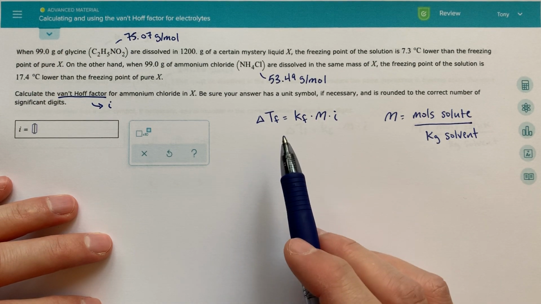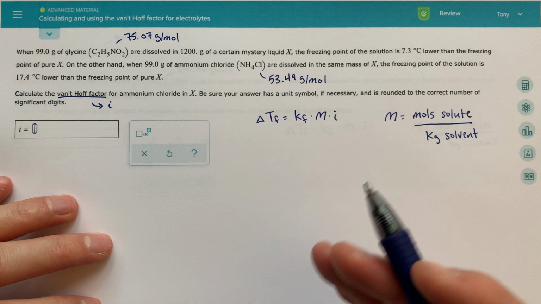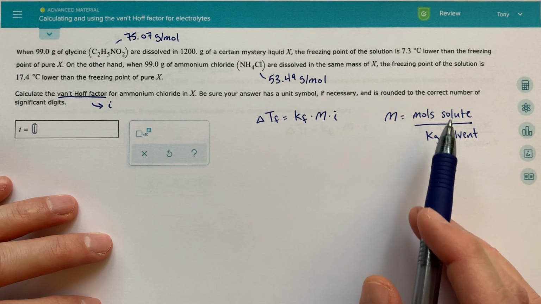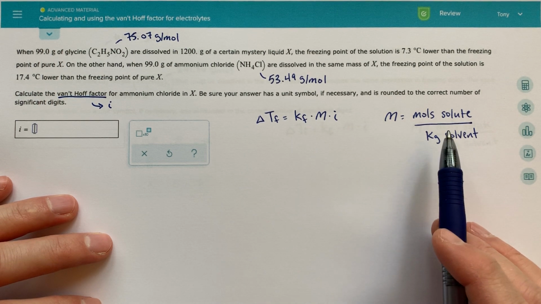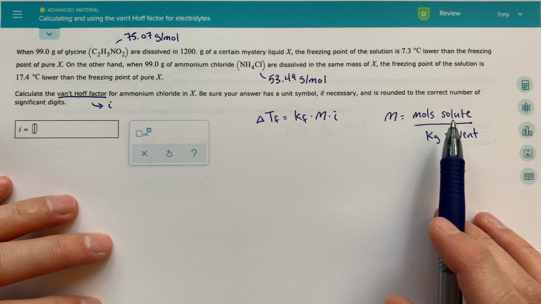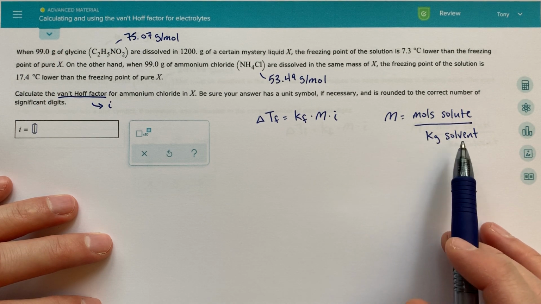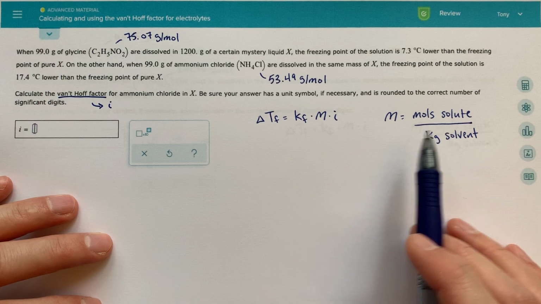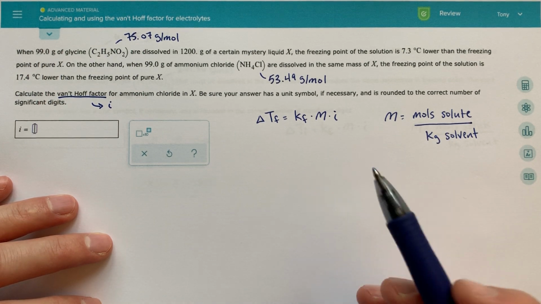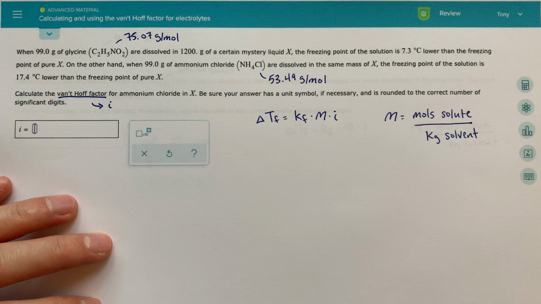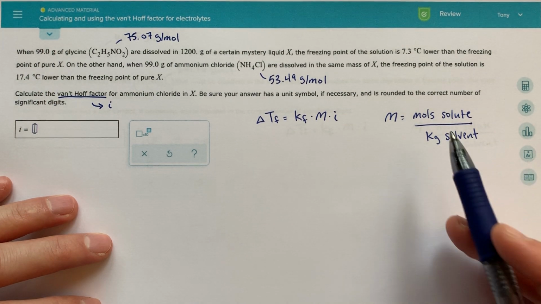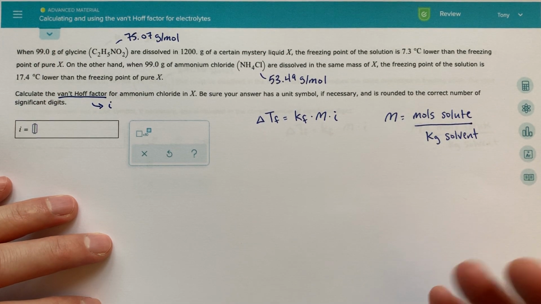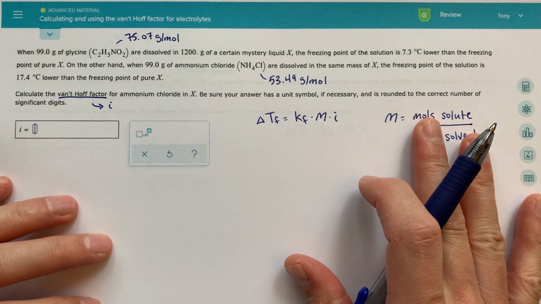Delta Tf is the change in freezing point. So how much is it depressed when we add that solute in there? This funny looking m is molality. And molality, I've written out over here, the units for that is moles of solute divided by kilograms of solvent. So we really have to be very careful here. When we're doing these colligative property type problems, we use molality. And the reason for that, I don't really know. That's just how these equations were originally established. I think it does make sense because we're treating the solute and the solvent separately. But in any case, that's what we need to use.